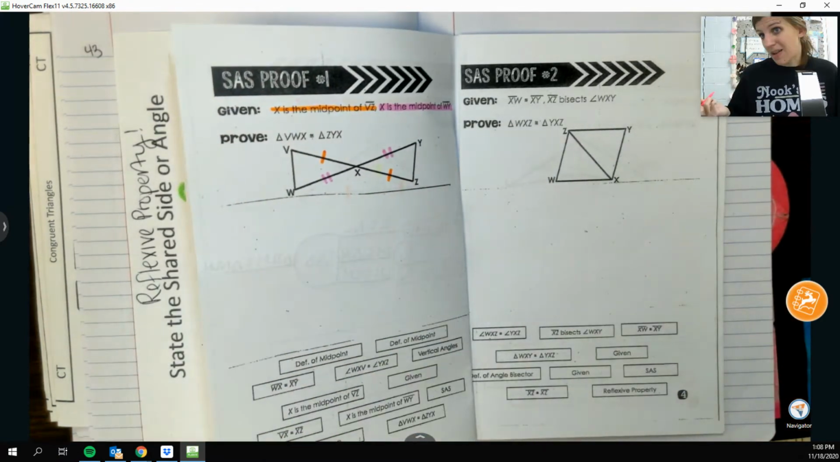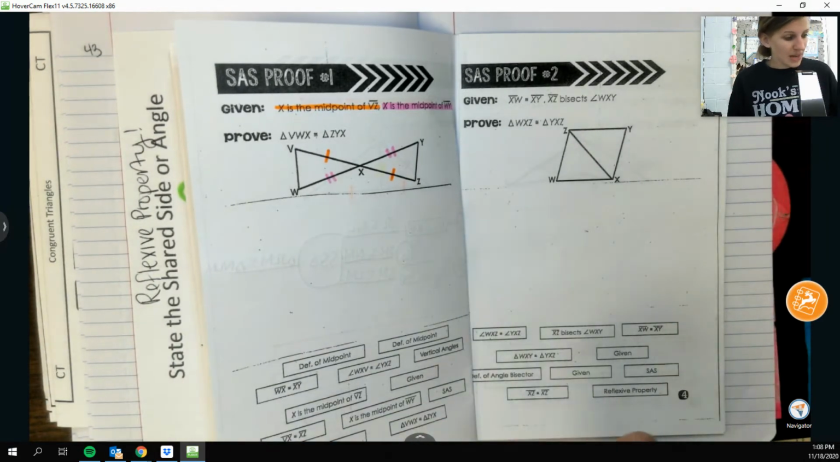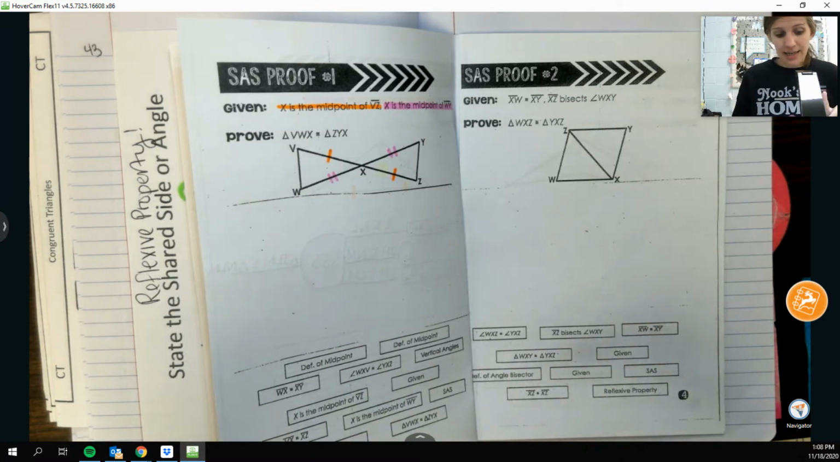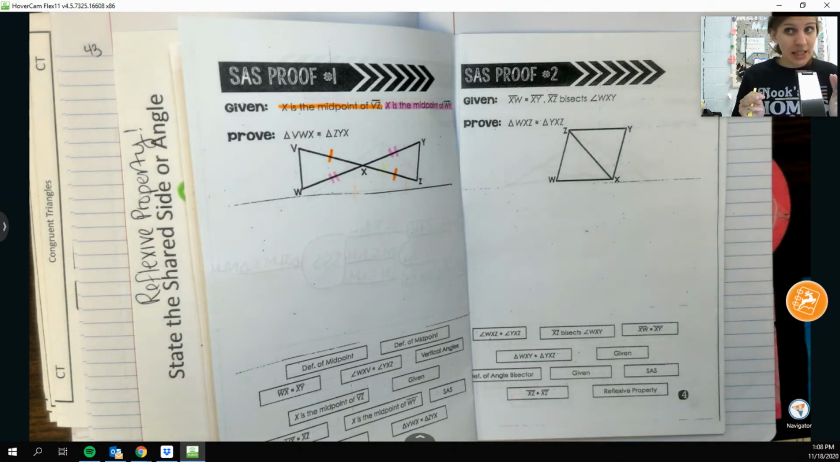Two tick marks this time. I don't know if they're the same as the first one. That's all they gave you. And that's only two things. I always need three things.